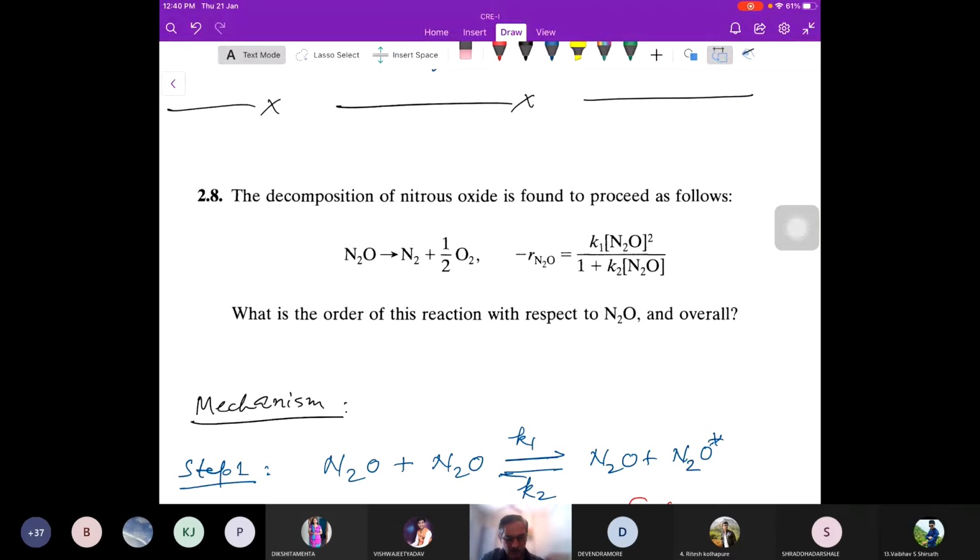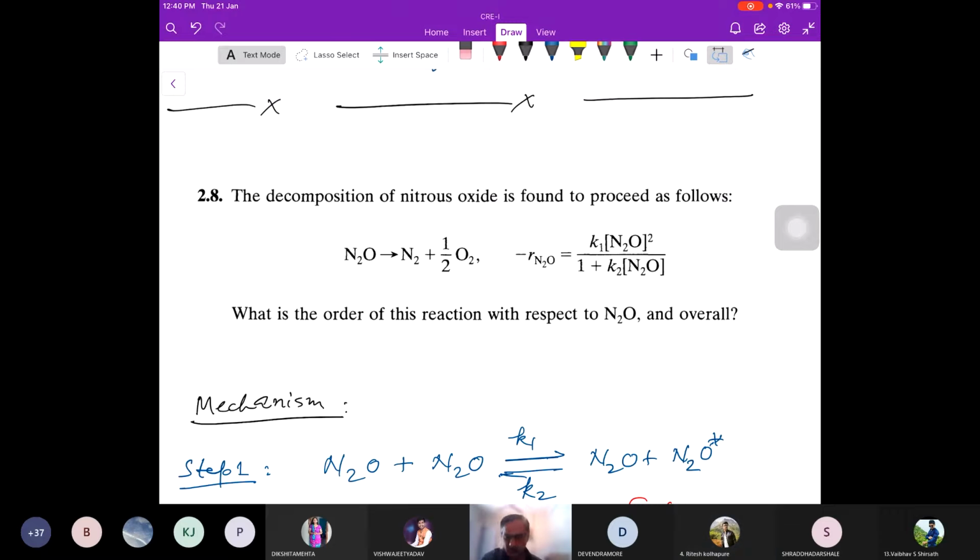Decomposition of nitrous oxide is found to proceed as follows. Overall reaction दिया है, N2O gives nitrogen plus half O2, and minus R N2O is equal to K1 into N2O square, concentration square, divided by 1 plus K2 into N2O concentration. So looking at this rate equation, जो मैंने observation बताया था, what type of intermediate is indicated? Type 1 sir. Type 1, right?